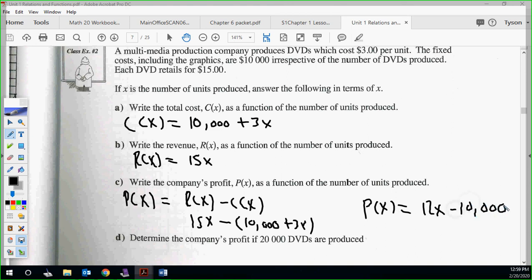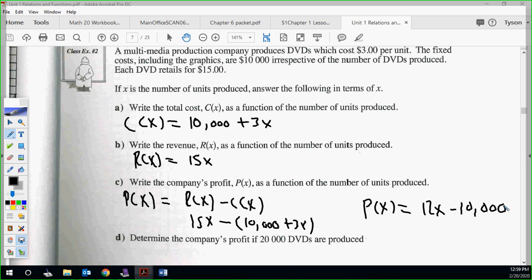Okay. So what that means is that in terms of per unit, you guys will make $12 per DVD. The DVD just costs $3, right? And then it's $15 that you're charging, so you make $12 per DVD. But we're in the hole by 10K to start, right? So we got to get out of the hole first in order to have a positive profit.